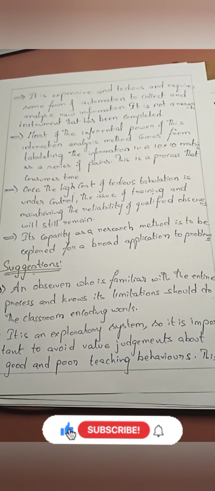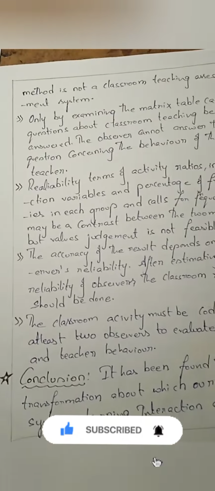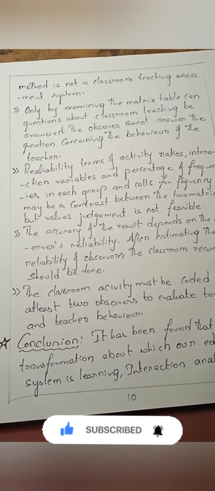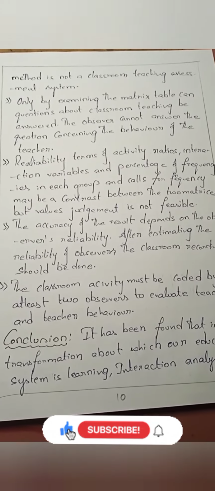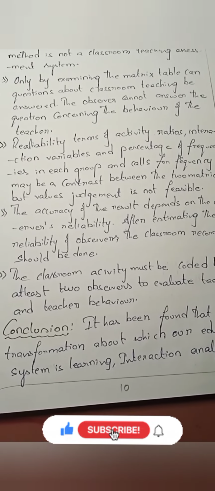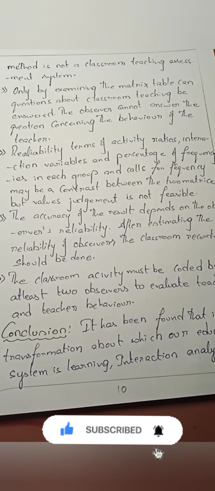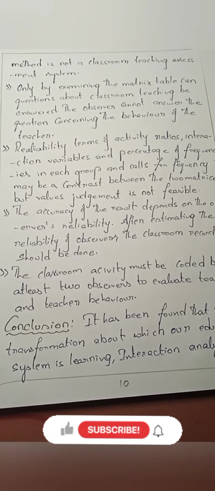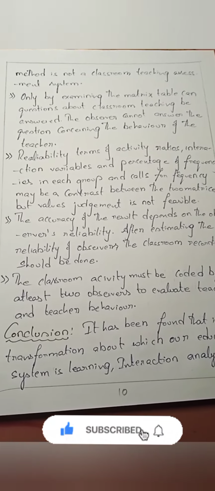It is an exploratory system, so it is important to avoid value judgments about good and poor teaching behaviors. This method is not a classroom teaching assessment system. Only by examining the matrix table can questions about classroom teaching be answered. The observer cannot answer questions concerning the behavior of the teacher. Reliability in terms of activity ratios, interaction variables, and percentage of frequencies in each group calls for a frequency contrast between the two matrices, but value judgment is not feasible.